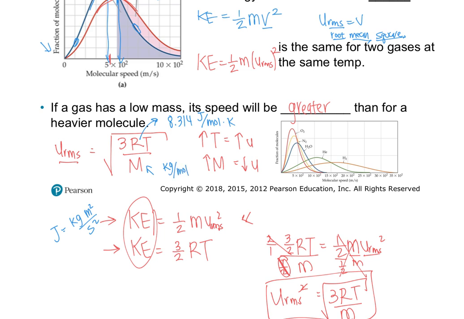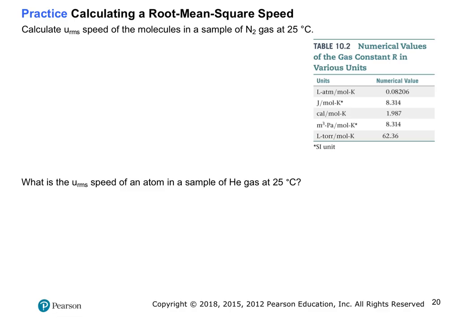So what I like to do, I'll show you in the next problem, is in this equation, convert into kilograms. So let's practice this. We're going to calculate the root mean squared velocity of molecules in a sample of nitrogen at 25 degrees Celsius. So we have nitrogen. It has a molar mass of 28 grams per mole. And the temperature here is 25 degrees Celsius, which if we add 273 will be 298 Kelvin.